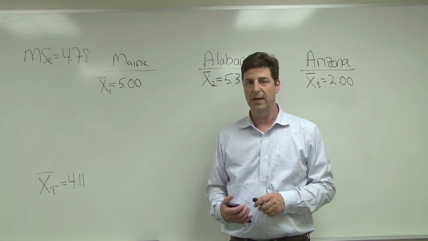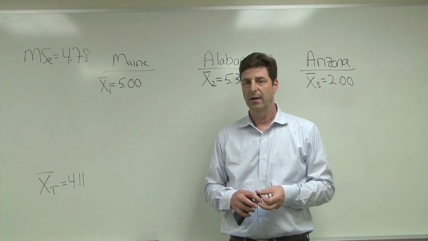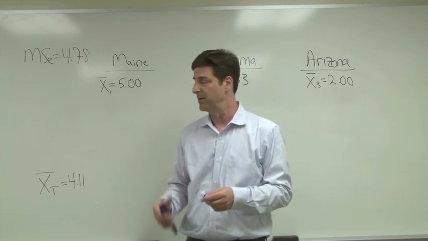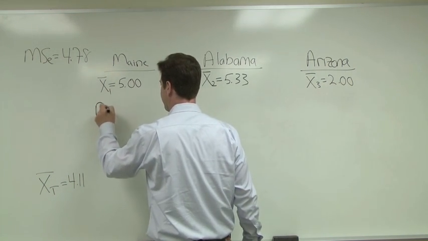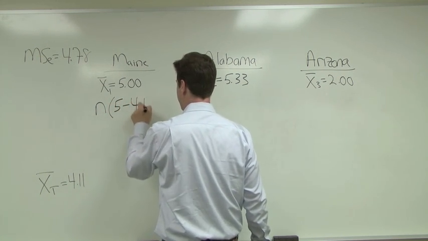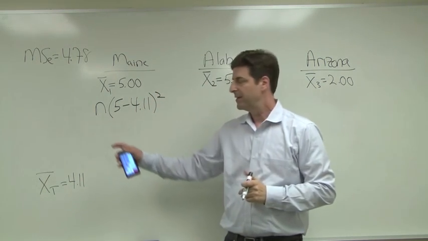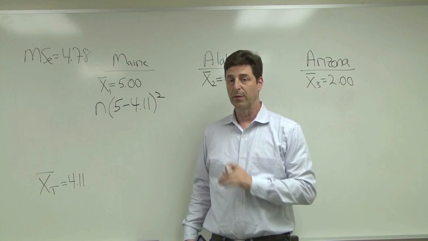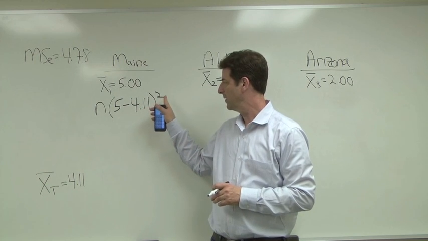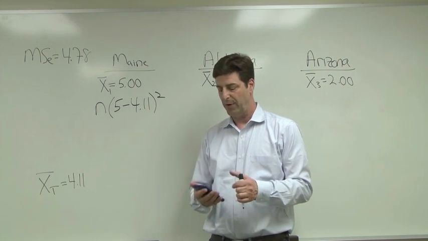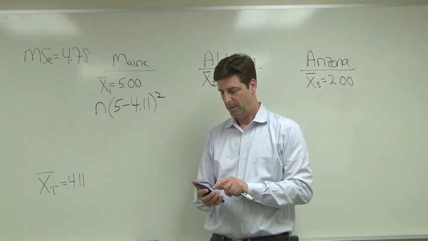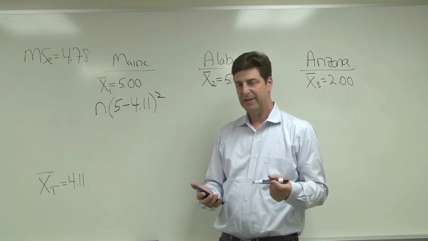Now we're going to create a mean square between groups, but first we're going to calculate the sum of squares between groups, and here's how you do it. It is the number of cases in the group, in this case there were 3, times the difference between the group mean and the grand mean squared. So 5 minus 4.11 is 0.89 squared equals 0.7921.